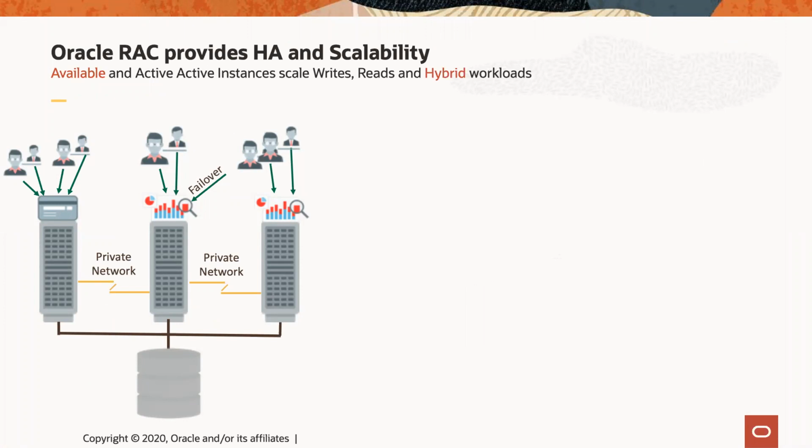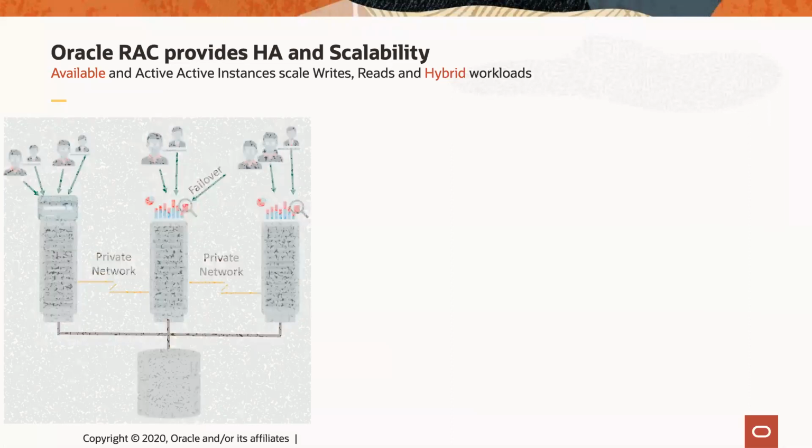Now, Oracle RAC is the only solution in the market that provides HA and scalability for different types of workloads, which is both writes, reads, and hybrid workloads, all via being active at all the times. What that means is that customers can connect to any of the nodes, and if one of the nodes fails, the session can fail over to the other side and continue working, all without any changes to the application.